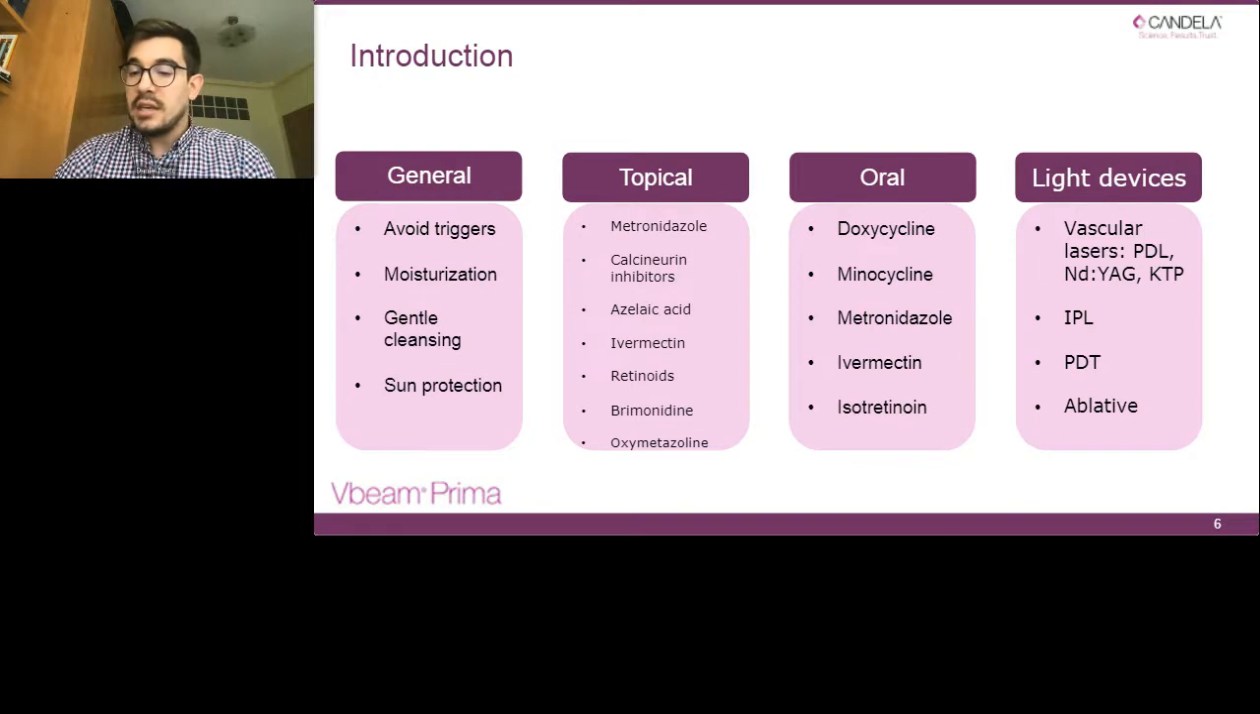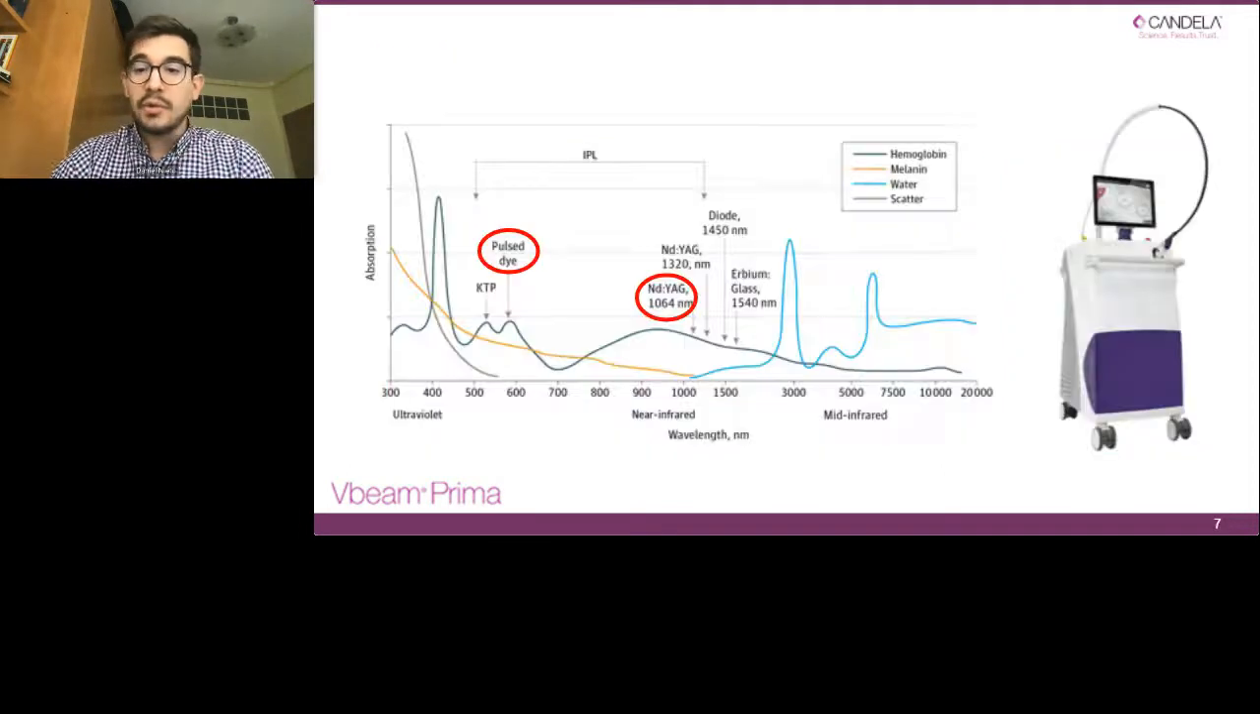In this particular, the use of vascular lasers such as PDL and YAG or KTP are very important. Also, the use of IPL, photodynamic therapy, and ablative lasers, above all in phymatous rosacea. I'm going to talk about the Vivim Prima, which includes both PDL and the 1064 long pulse YAG, which is the laser I use in my clinic.